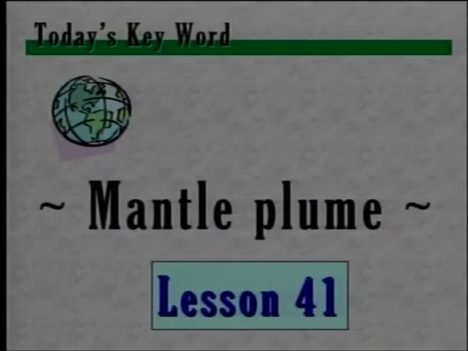That will also conclude our lesson for today. Class, if you can now stand up. To the pilot teachers, our key word for lesson 41 is mantle plume. Good afternoon and thank you, class.